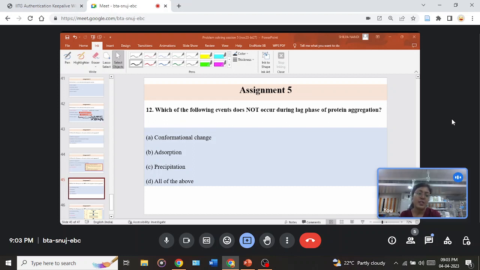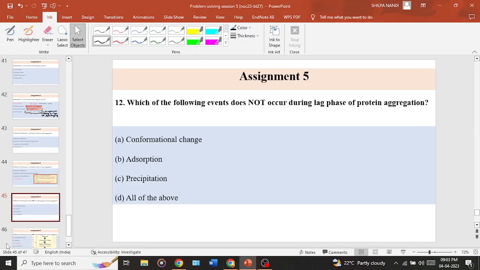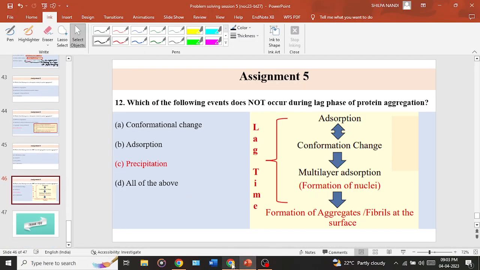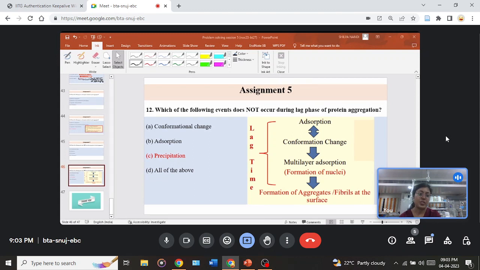Option B you have is adsorption. So again, adsorption is the first or the primary step due to which we have this conformational change, right? Option C is precipitation. So we do not have precipitation during protein aggregation. So your correct answer is option number C, which is precipitation. So this particular event does not occur during lag phase of protein aggregation.